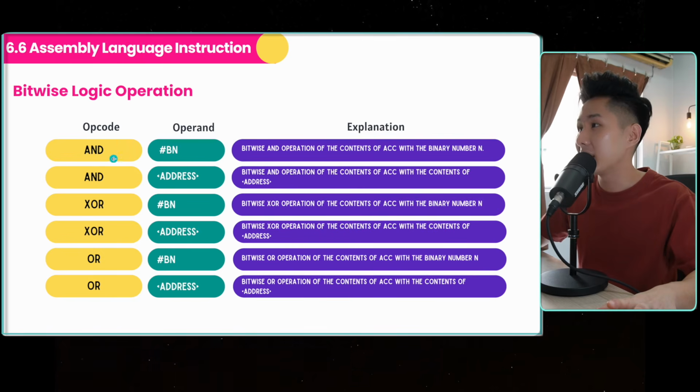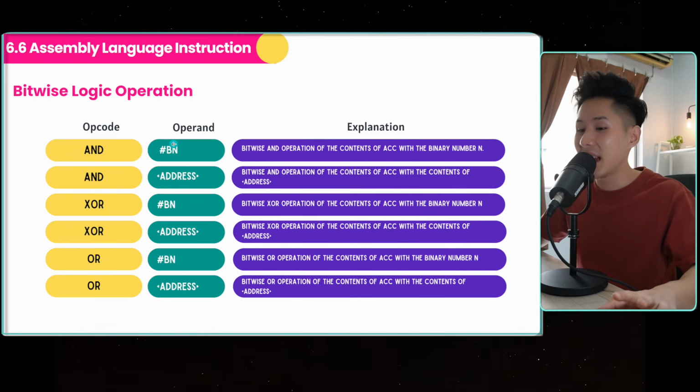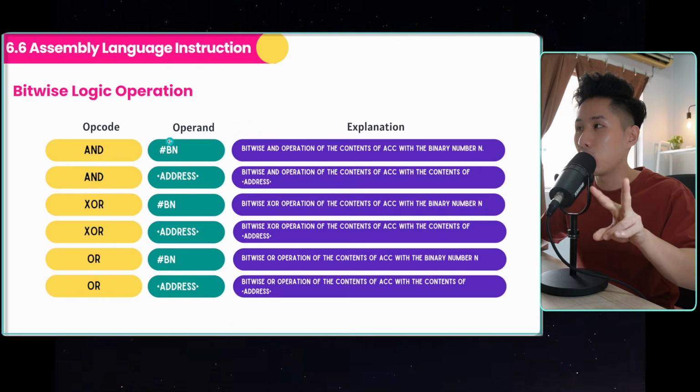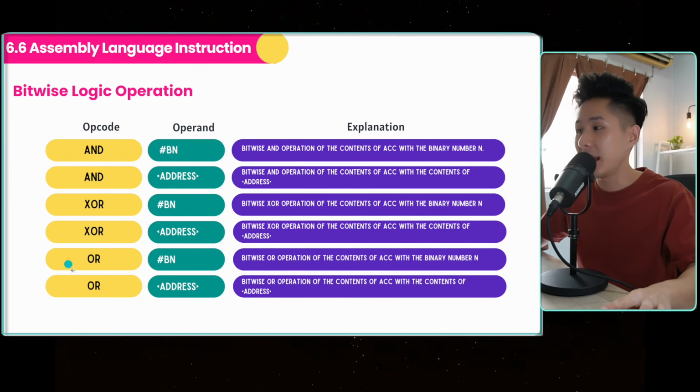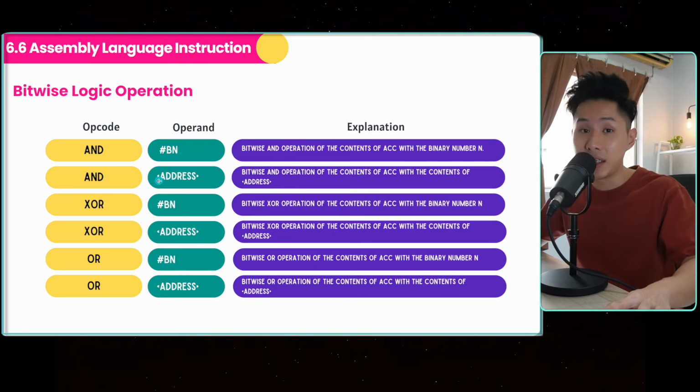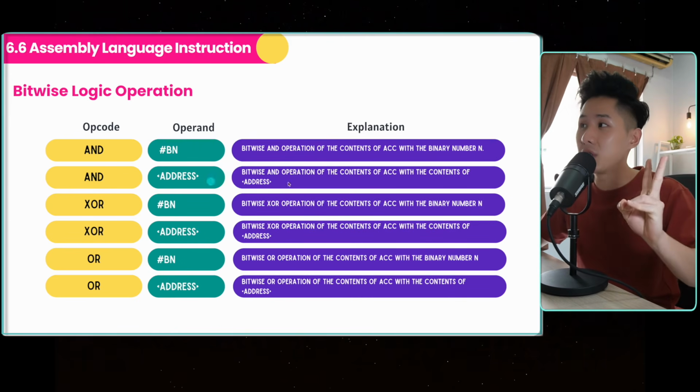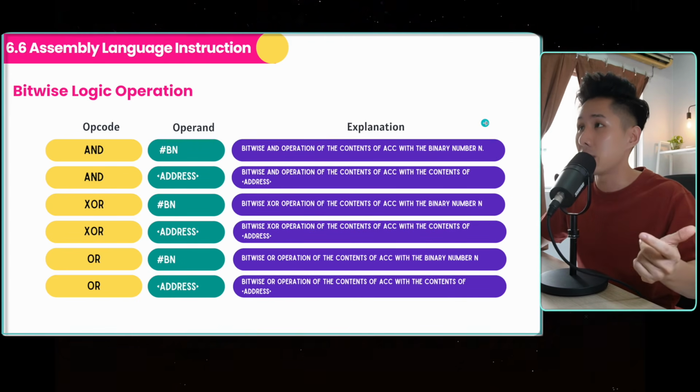So basically what it does is that it's a bitwise AND operation, and it compares the value in ACC and a binary number n, and then uses it to determine what the result is using the AND operator. Same goes for the XOR and the OR operator. So we are either comparing with a direct value, or a value inside the address, depending on what mode you want to use in your program.